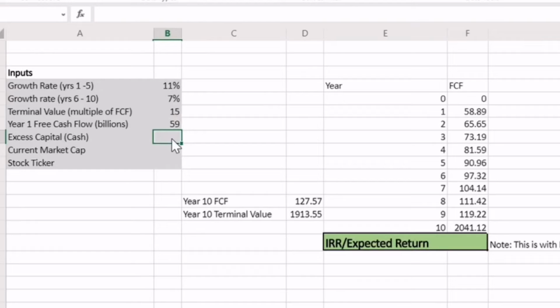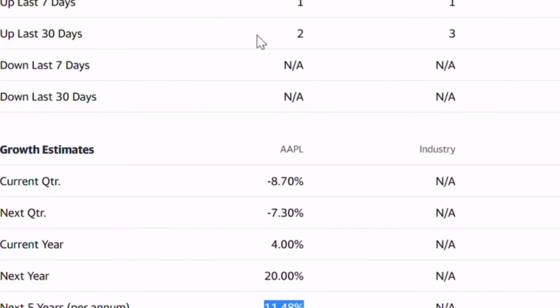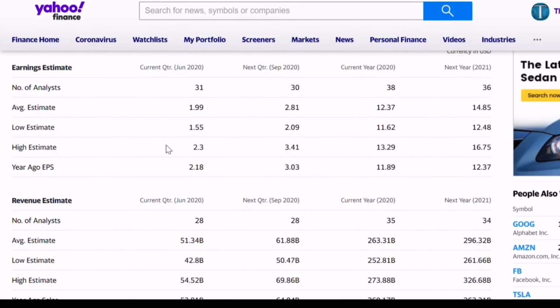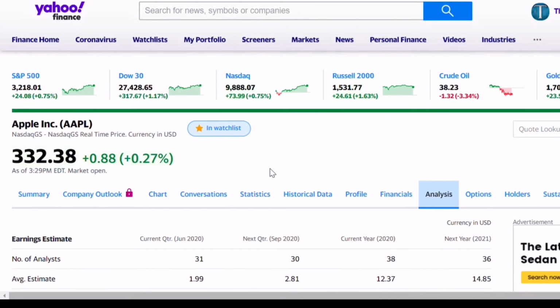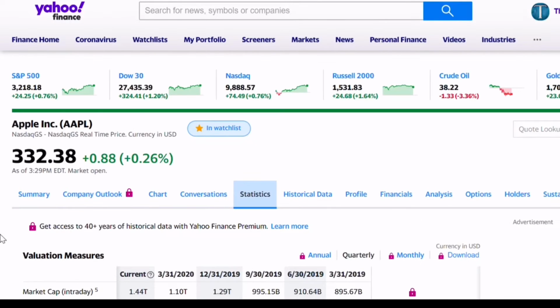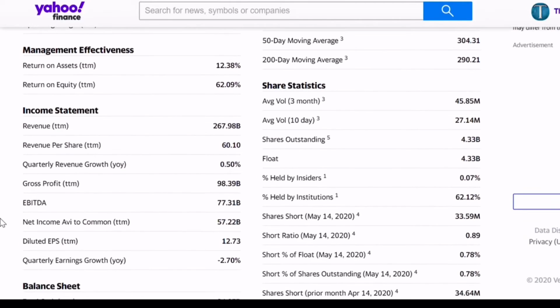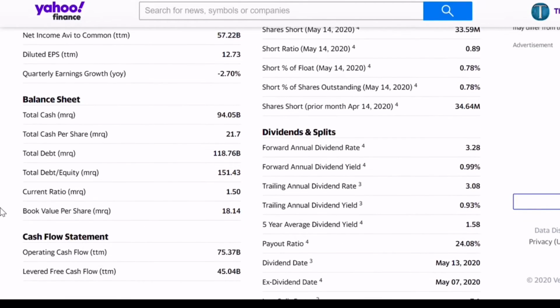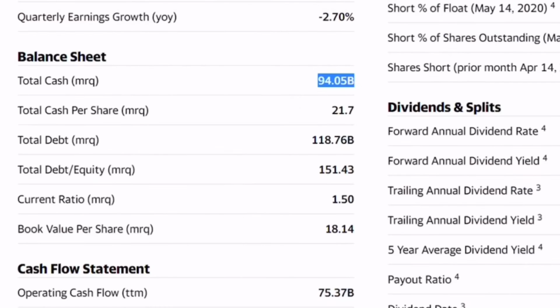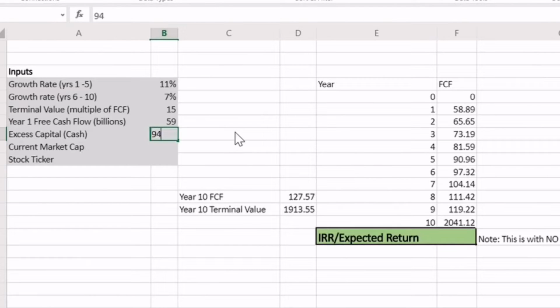The other adjustment that we're going to add in is excess capital or cash. So Apple is a business that has a lot of cash on their balance sheet, and we can again find that in Yahoo Finance. So if I go over to statistics, then we should be able to scroll down to the balance sheet, and we'll see that Apple currently has $94.05 billion sitting there in cash. So I'm going to add that into my numbers.